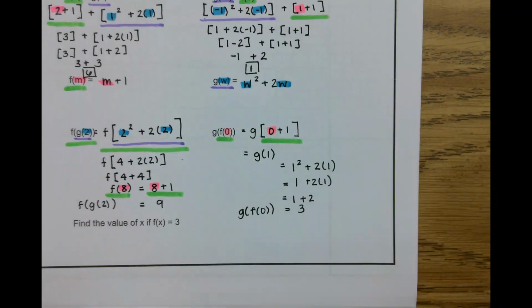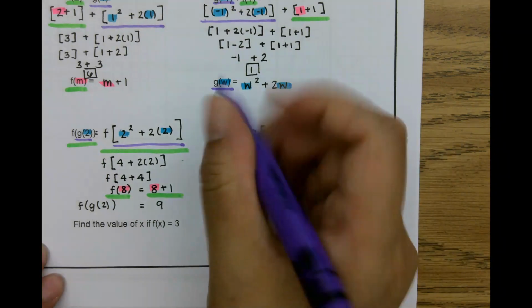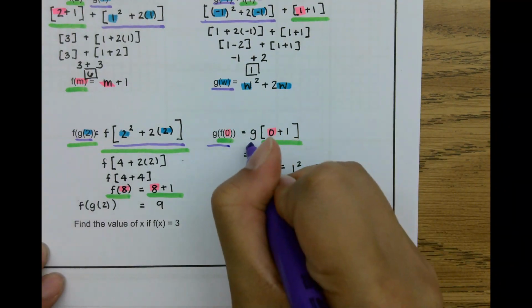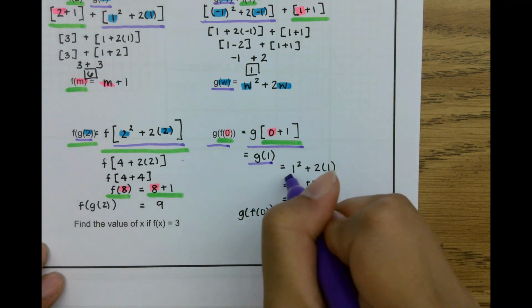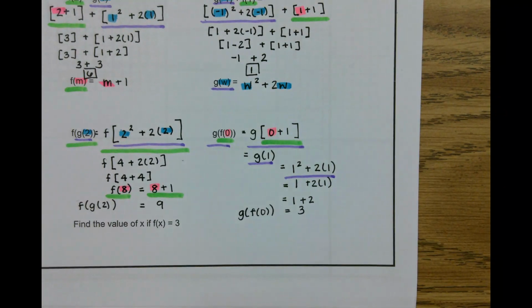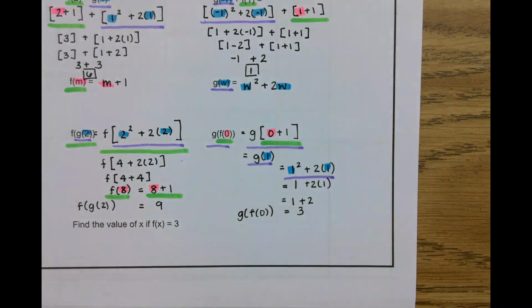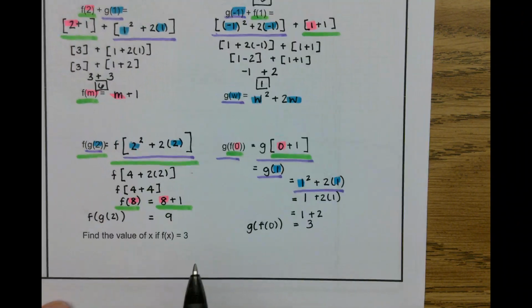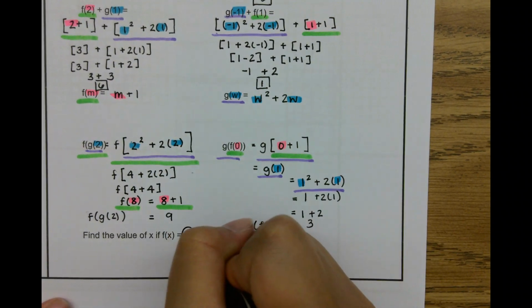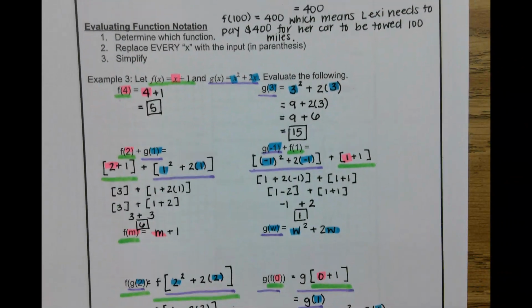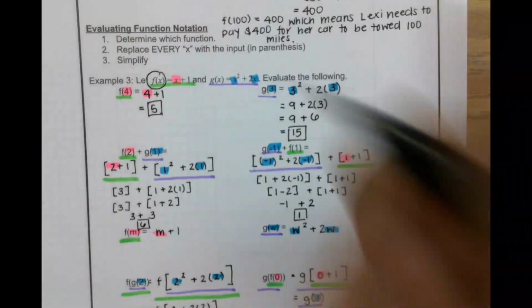Okay. Let me just highlight everything for us again. And so my final answer is 3. Okay, so here it says find the value of x if f of x equals 3. All I'm going to do is take this 3 and replace it for f of x, because it told me f of x is 3, so I'm going to put 3 here and solve.